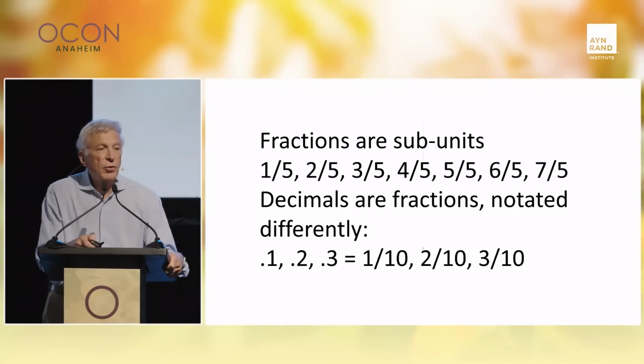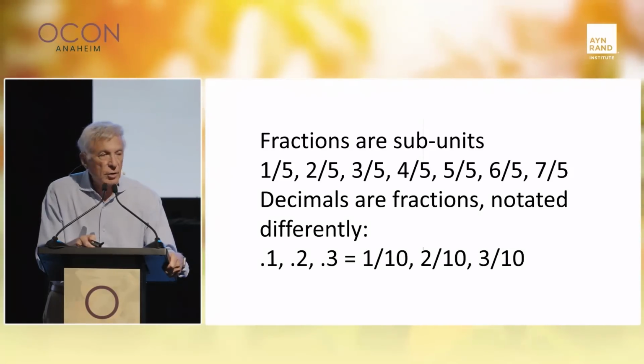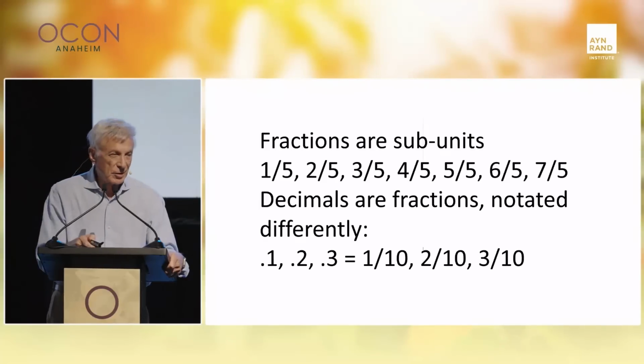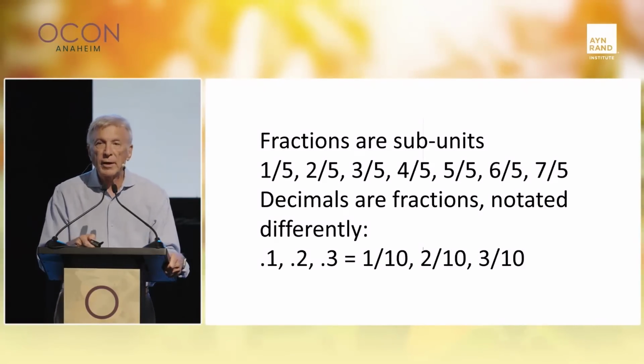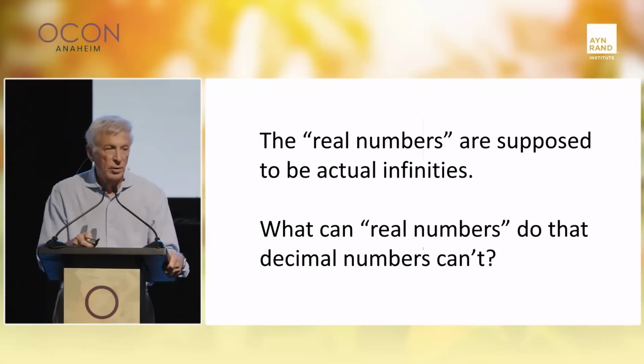And the decimals are just fractions with powers of 10 in the denominator, notated a little differently. So you know what comes after 0.1: 0.2, and then 0.3, which is the same thing as 1/10, 2/10, 3/10. They're well behaved. When you talk about well ordered, these are well behaved.